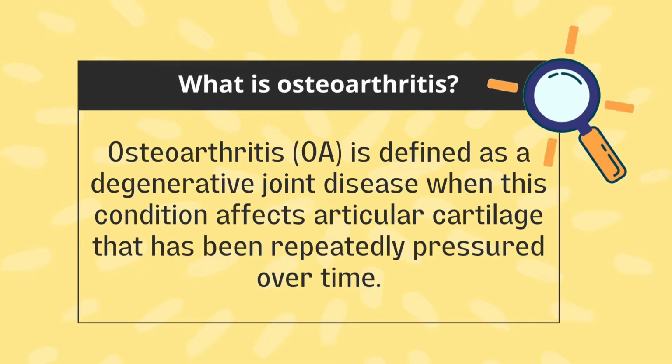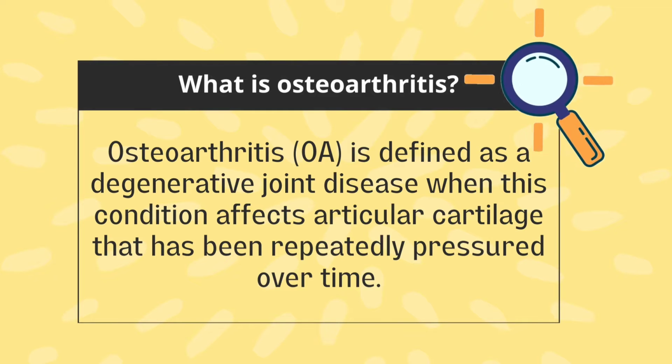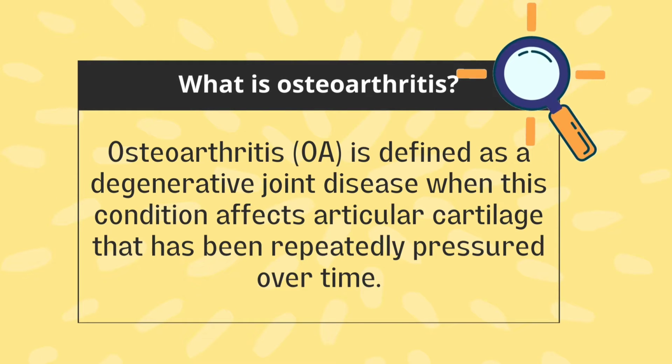What is osteoarthritis? Osteoarthritis is defined as a degenerative joint disease when this condition affects articular cartilage that has been repeatedly pressured over time. This condition often occurs at the knee joint.